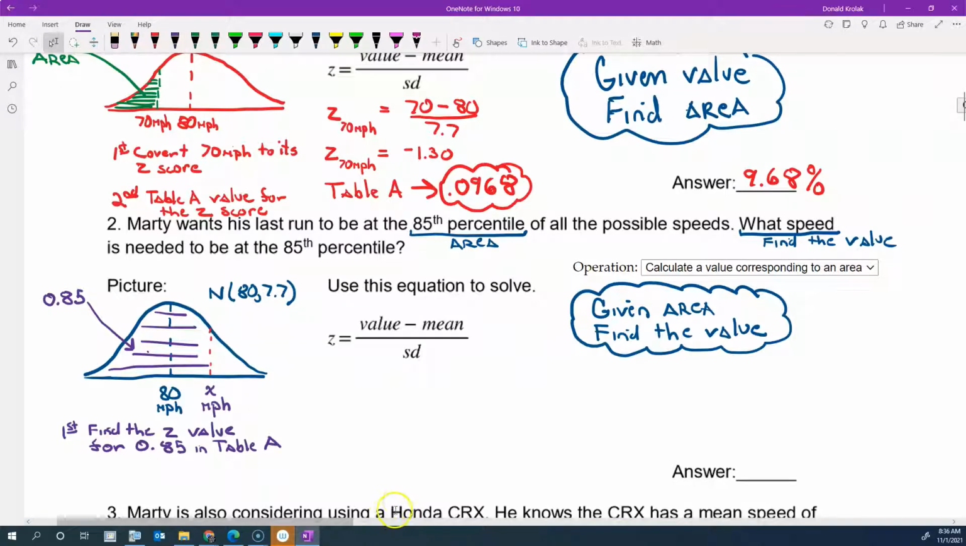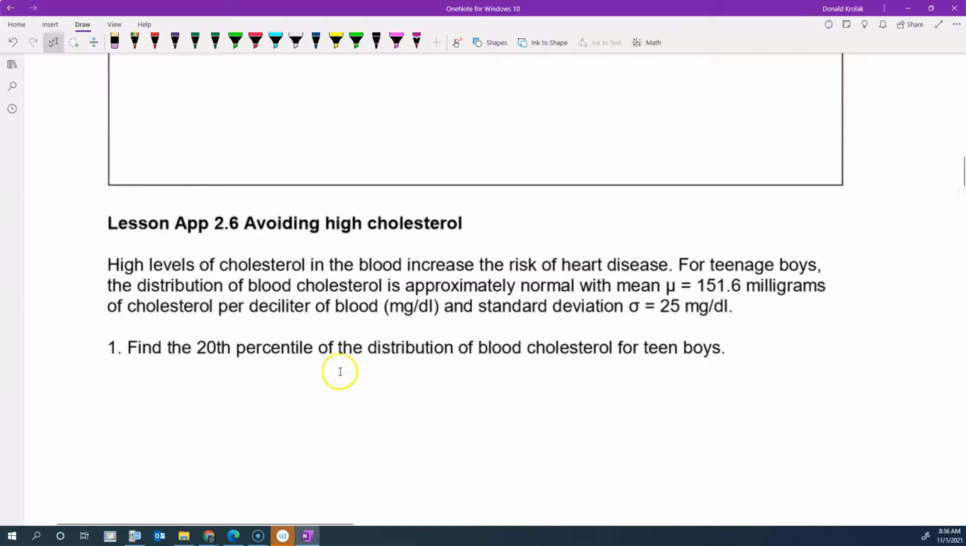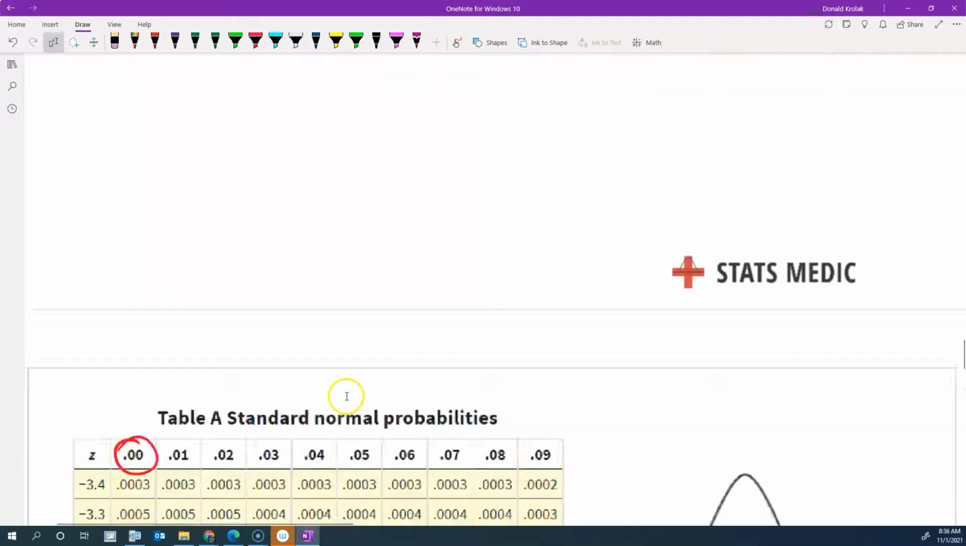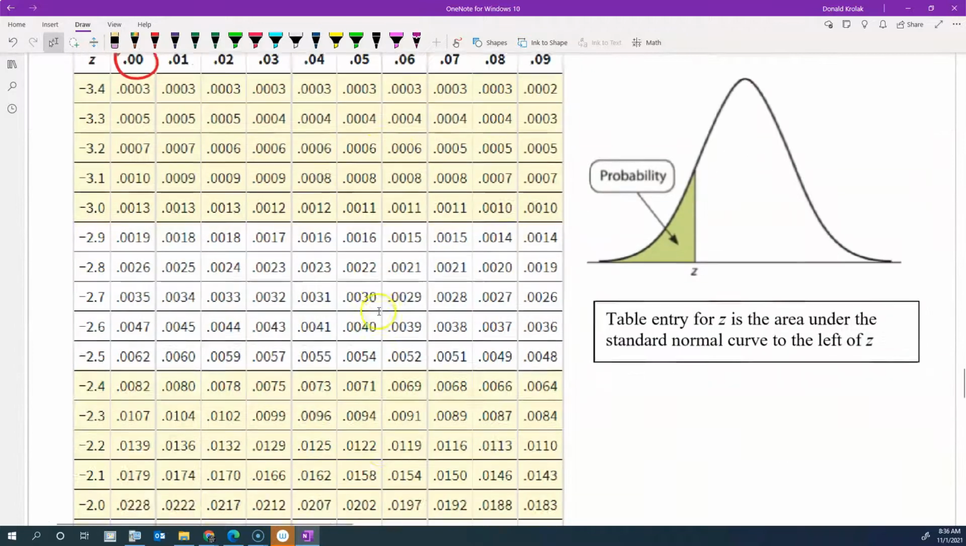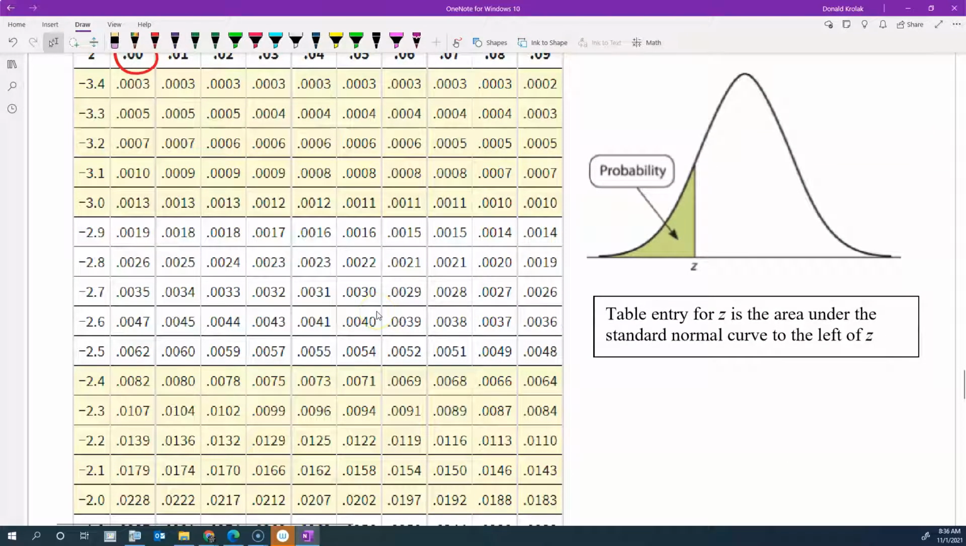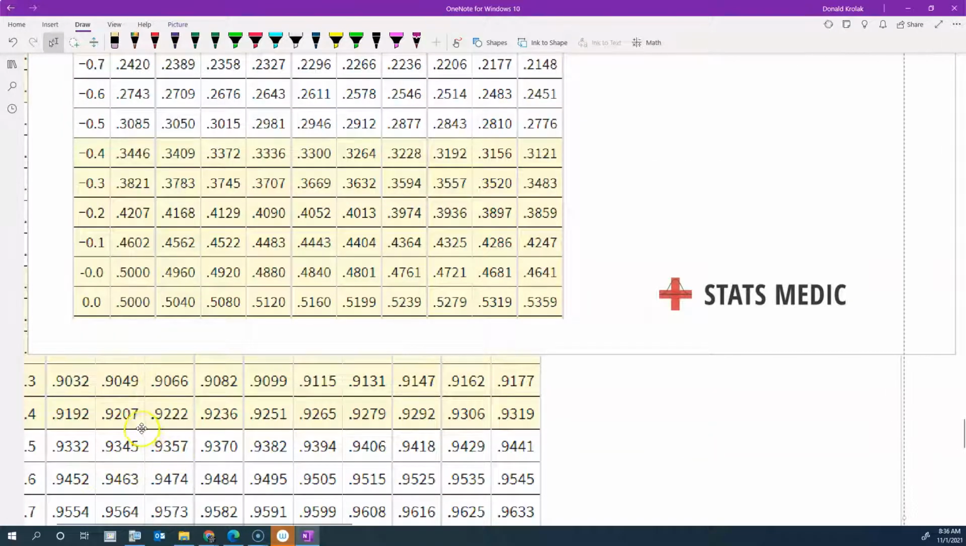So you don't know the z-value, you want to find it. So we go to table A, and we've got to find 0.85. Okay. So we know it's going to be a positive z-score because it's above. Anytime the mean is z equals 0. So it's going to be past the mean, so it's going to be a positive number.